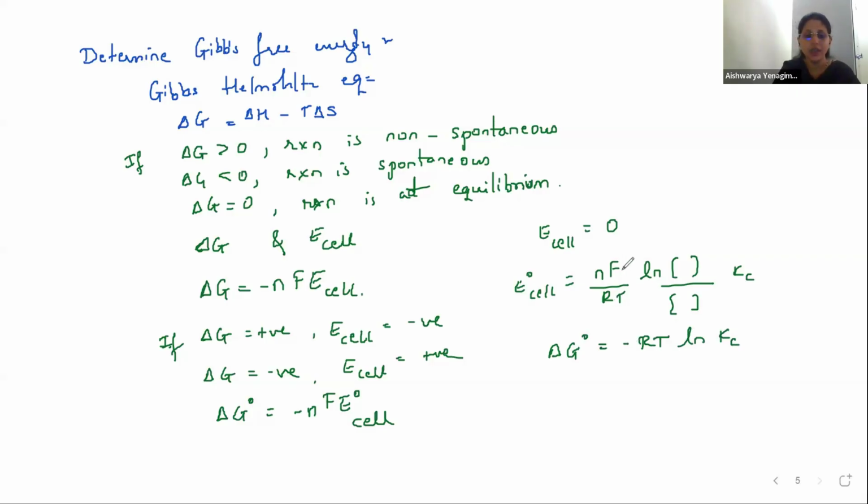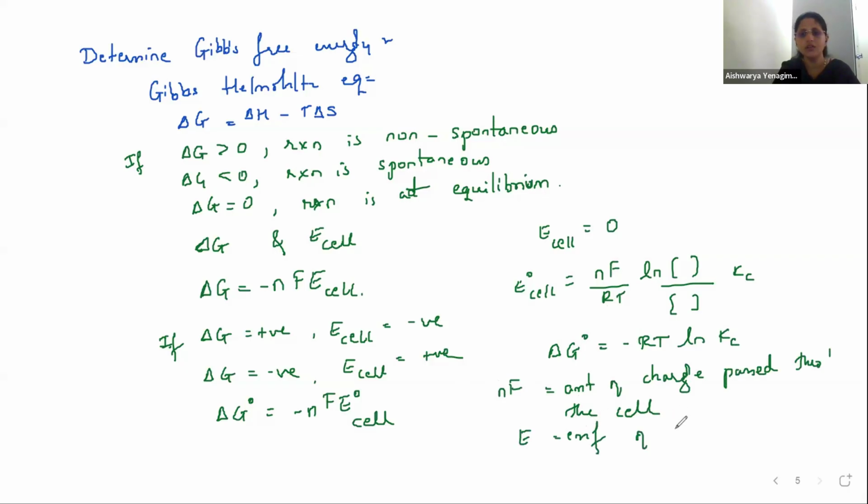Now what is nF? nF is the amount of charge passed through the cell. n into F. It is the amount of charge passed through the cell. Okay. And what is E? E is the EMF of the cell. R is what? R is my gas constant. What is T? T is the temperature. Is that right? Up to this it is clear? Yes? Fine.